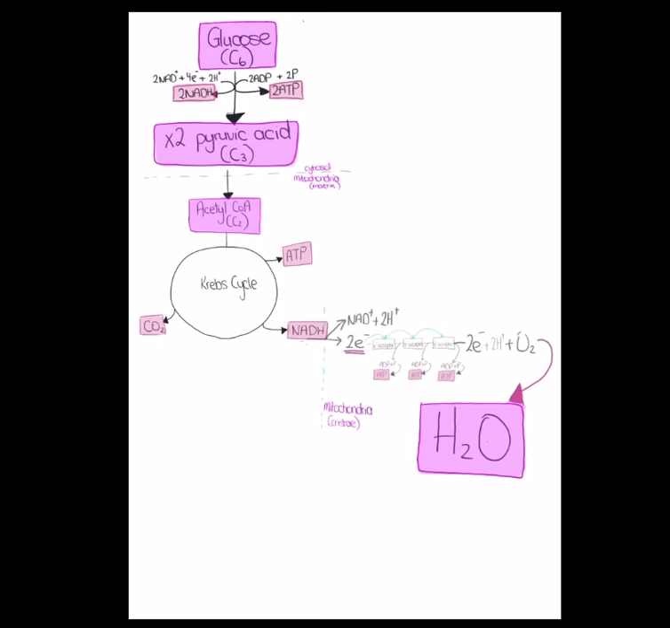At the start of the video, I said it was really important that you know the equation for aerobic respiration. Aerobic respiration is the release of energy from food using oxygen. The food source here is glucose. Oxygen is needed in this process. Note the oxygen at the end of the electron transport chain.